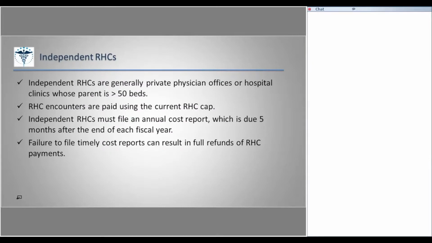Some of the payment limits we've talked about: independent RHCs, what we thought of in the old days, which seems a little antiquated, as private physician offices or hospital clinics whose parent hospital is greater than 50 beds, are going to be capped at the independent rate, which is the 8631 we referenced. We've got to file cost reports 5 months after the close of our fiscal year for independent RHCs, and failure to file your cost report results in hate mail and no money from Medicare, so make sure you get your cost report filed. Of course, we know the time for that has been extended to July 31st, I believe, but don't wait. Get your cost report in.